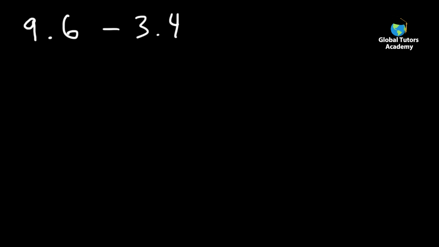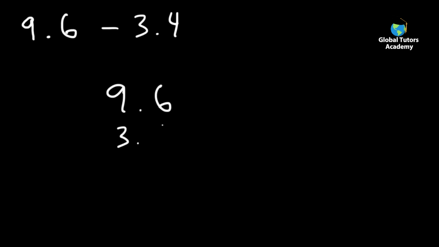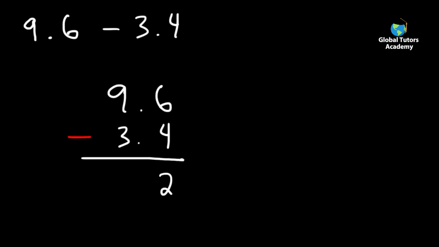Remember, we need to line up the two numbers just as we did in the first tutorial. And when you line it up, make sure that the decimal points are lined up. And then after that, just go ahead and subtract it, column by column. 6 minus 4 is 2. And then in the second column, we have 9 minus 3, which is 6. So the answer for the first example is simply 6.2.